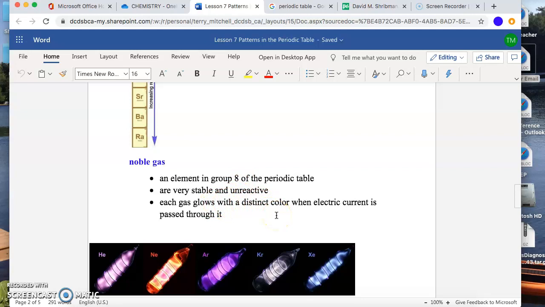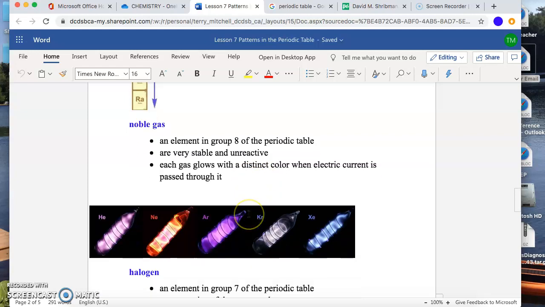And the kind of neat thing about them is when you run electricity through them, they glow. And we're familiar with these in neon signs. Neon signs don't have just neon in them. They have helium and argon and krypton and xenon. And you can see the different colors that they glow when electricity's passed through them.